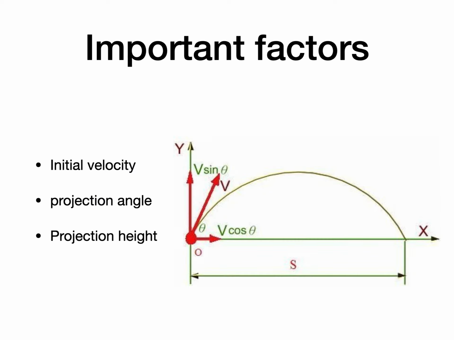For a projectile motion, there are 3 important factors that will give you everything you need. That's what we're trying to get from Dartfish. The first is initial velocity, which is the velocity when the ball leaves the hand or the foot. The second is the projection angle, which is theta here. And the third is the projection height, which is the height from the release of the ball to the ground.